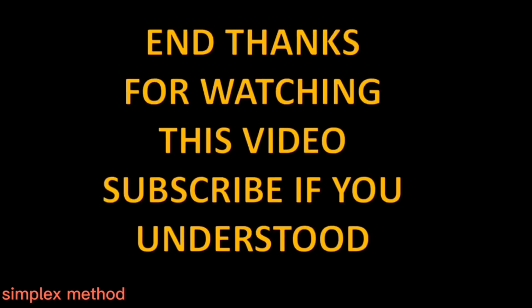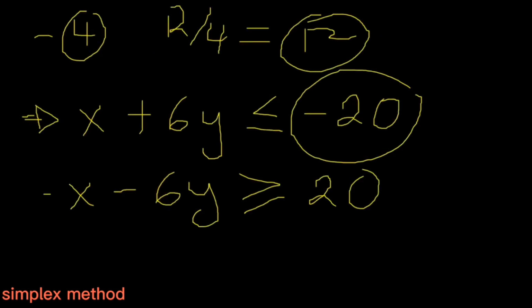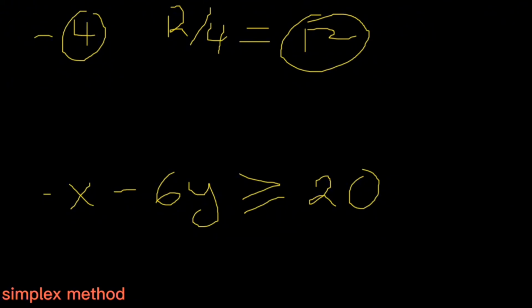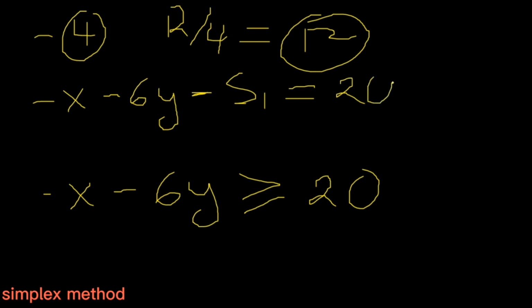That is what? Oops. Let's erase this part. The slide is already exhausted. Okay, I'm just going to use it like this. Subtracting the slack variable, the equation will be negative x minus 6y minus s1 is equals to 20. Okay. That is what you have to do instead.